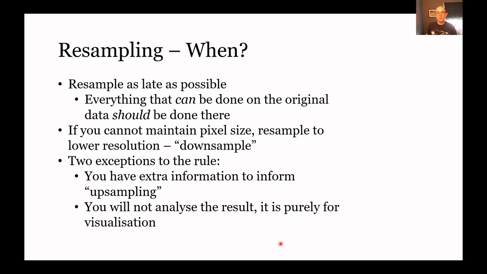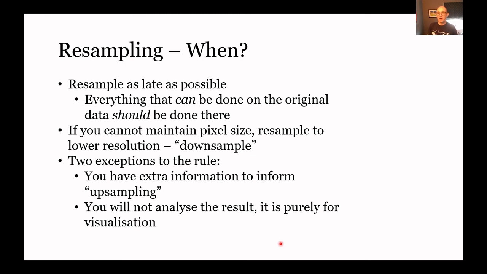So, to summarize the resampling problem, resample basically in your workflow as late as possible. Try and do as much as you possibly can in the original data, just because it will make life simpler, and you'll be working with the true data. If you can't maintain the pixel size, let's say you're having to work with other data sets and you really need to transform your data, probably the best thing to do is to downsample to a lower resolution. You're going to encounter fewer problems that way.